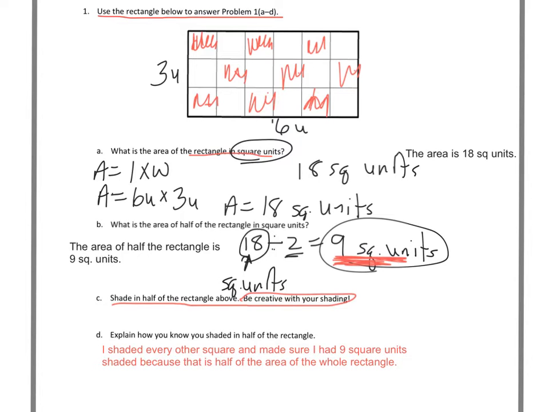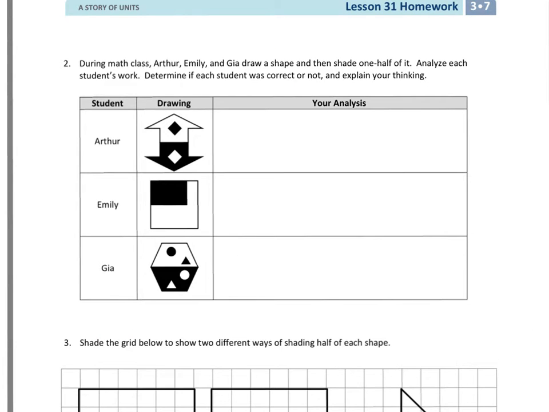Let's take a look over at the next page. And here we are on page 2. And it says, during math class, Arthur, Emily, and Gia drew a shape and then shaded one half of it. Analyze each student's work, determine if the student was correct or not, and explain your thinking. So let's look at Arthur first.